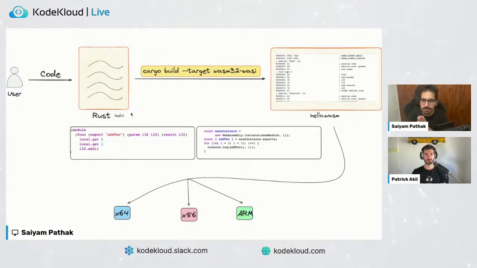So let's take another example. This is Rust code, and this is what we'll actually be doing today. You are a user, you write some code, a hello world Rust program. Then Cargo is a build tool, so you use the Cargo CLI utility to build, and you target it to wasm32-wasi. This is important: wasm32-wasi. It will create a file called hello.wasm. And that's how it looks. This hello.wasm can run on any architecture, x64, x86, ARM, irrespective of anything, it just needs a WebAssembly runtime.